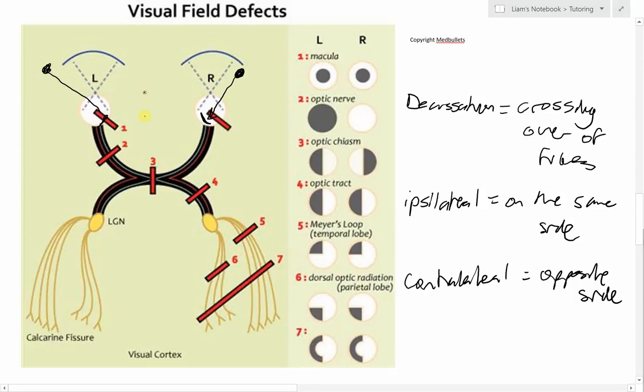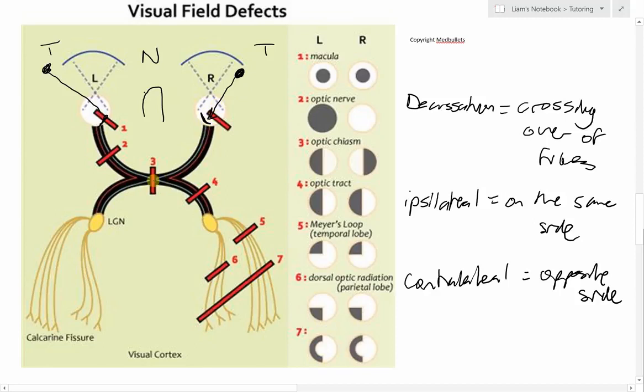So this is our nose here. Well, this is a bird's eye view, by the way. So we've chopped off the top of someone's head. We're looking down on this. So left and right's the same as our left and right. This is the nose. So this is their nasal field of view. And then their temporal is out here. So the temporal field of view is detected by nasal fibers.